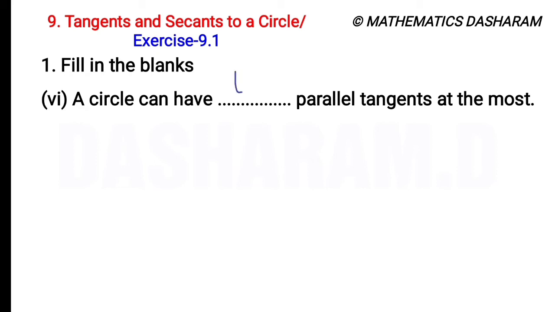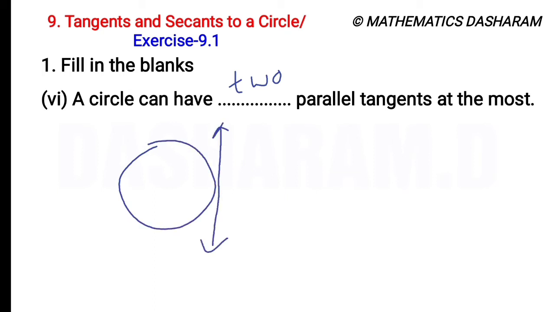Sixth question, a circle can have dash parallel tangents at the most. So only 2 parallel tangents at the most. Why? Because here is a circle and here is one tangent. For this tangent we can draw only one tangent which is parallel. So that is why only 2 parallel tangents at the most.